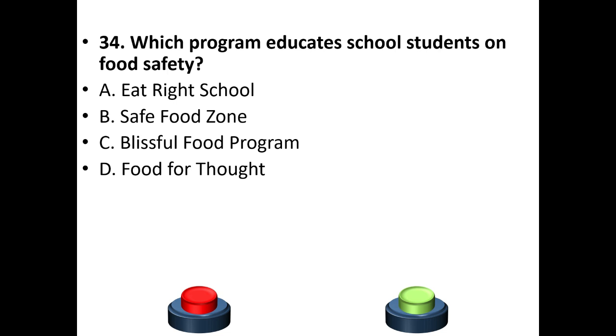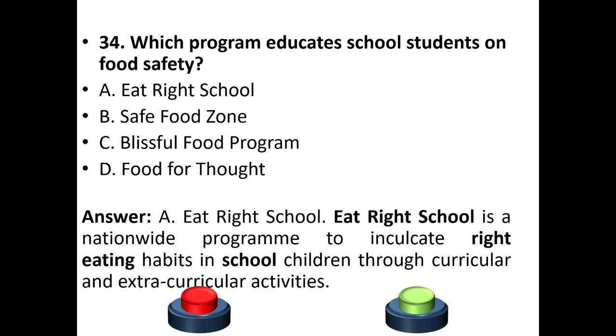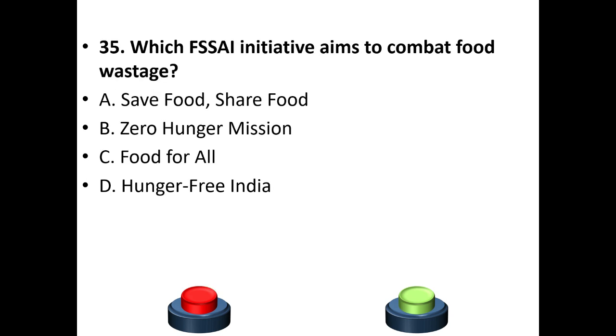34. Which program educates school students on food safety? Eat Right School, Safe Food Zone, Blissful Food Program, Food for Thought. Which is the answer? Your answer is A. Eat Right School. Eat Right School is a nationwide program to inculcate right eating habits in school children through curricular and extracurricular activities.